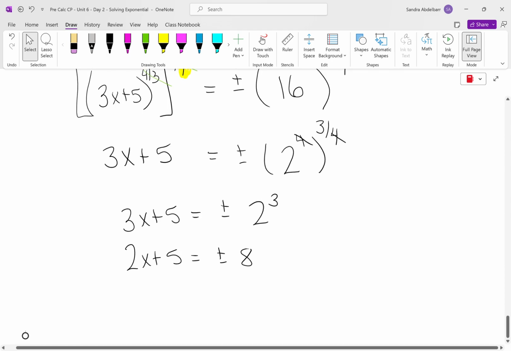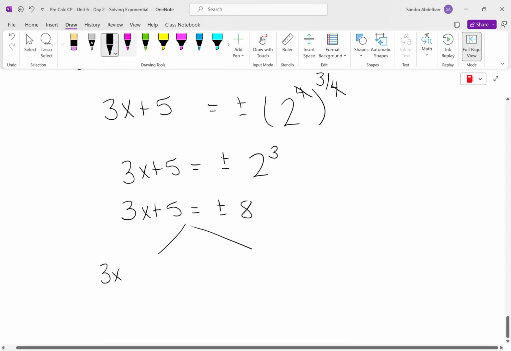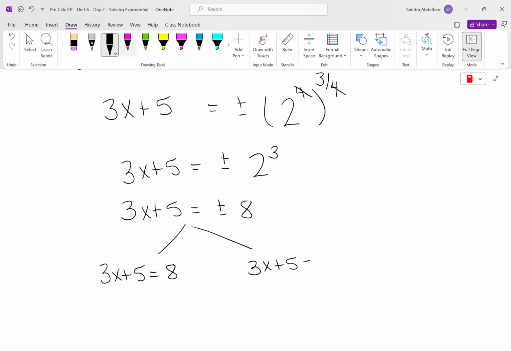Well, we know 2 to the 3rd is 8. Do we need two different equations? What's wrong? Oh, I made the 3 as a 2. Sorry. That's what happens when I write too fast.